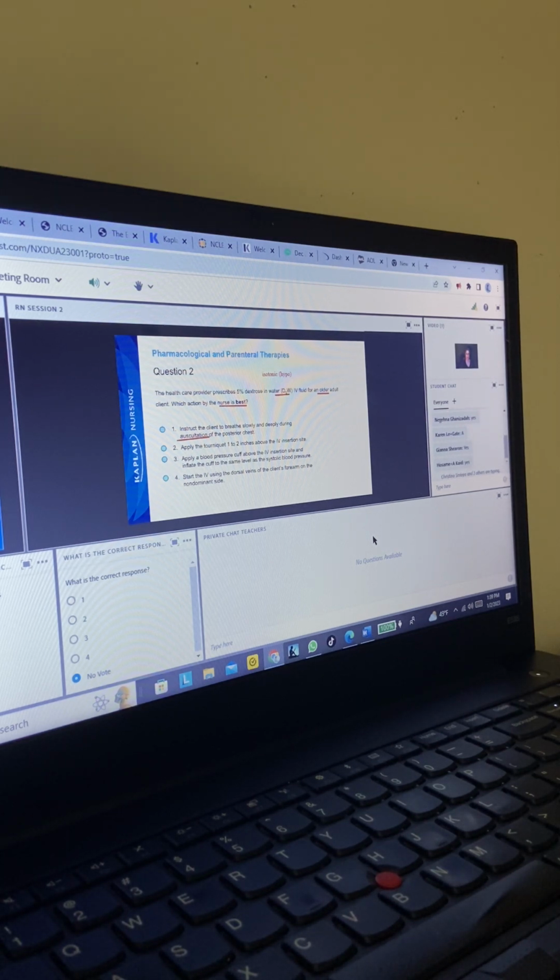Okay. 2, apply the tourniquet 1 to 2 inches above the site. 3, apply a blood pressure cuff above the IV insertion site and inflate to the same level as the systolic pressure. That's an implementation. And 4, start the IV dorsal veins non-dominant side, implementation. So there's one assessment. Now, when there's one assessment and 3 implementations, which answer choice do we look at first?